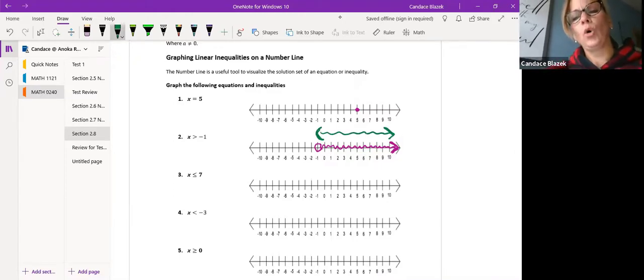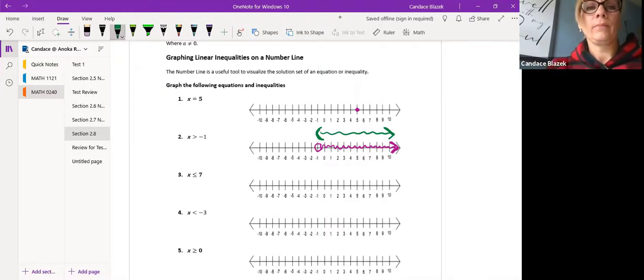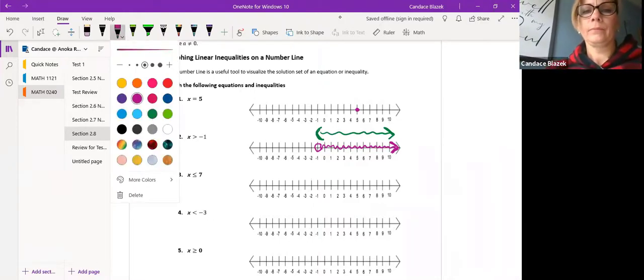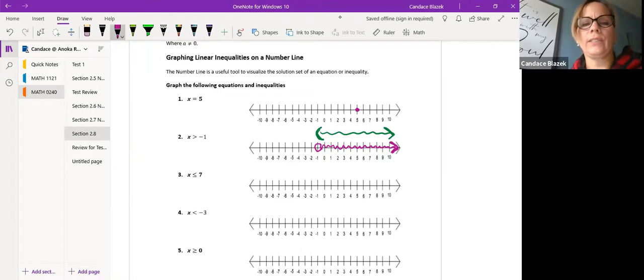Okay, so instead of the open circle, the hole in the graph, they use a curved parenthesis, and we'll see why that is in a little bit. Now the next one says that x is less than or equal to 7.